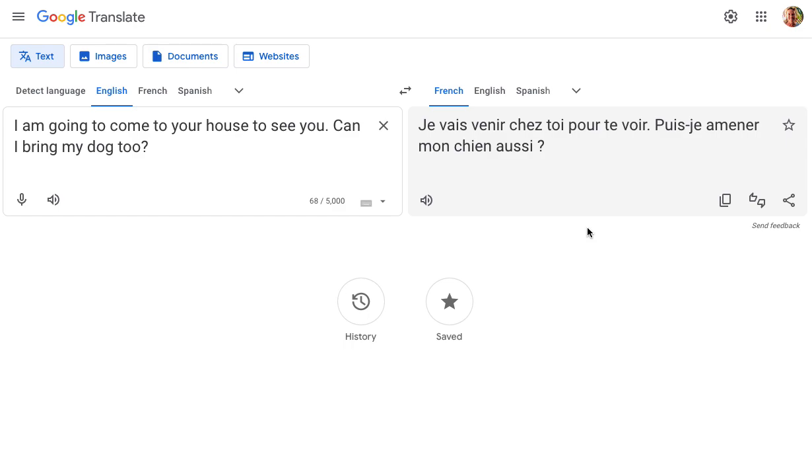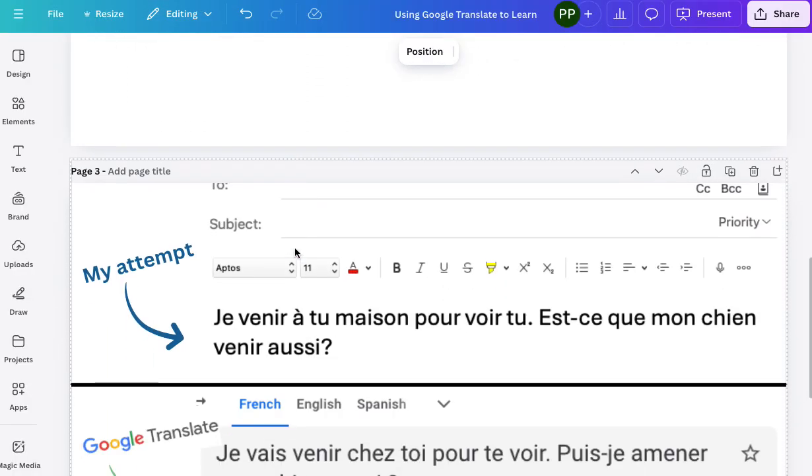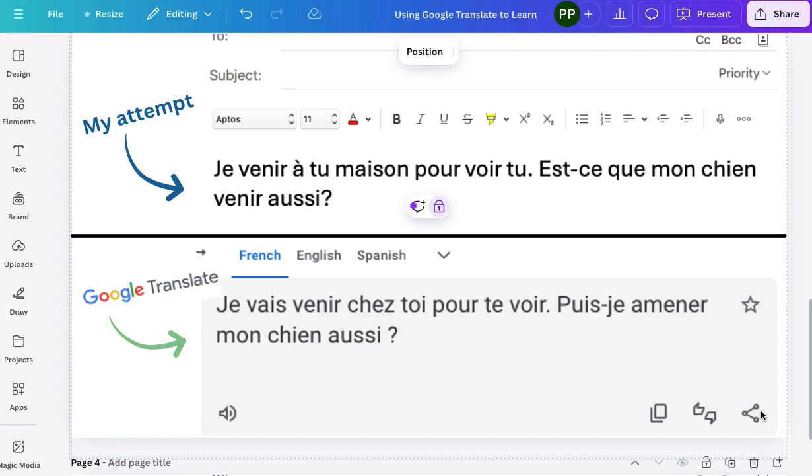So my next step is to really compare the Google Translate version with my version and see what I could learn. So I would put these side by side on my screen and look at them closely. So first thing I see is, oh, I got this very beginning right. Je, and the word venir was used in there. I love that. Pour and voir, I got those. So that's exciting. I was on the right track. Google Translate said, je vais venir chez toi. So it didn't use the word maison.